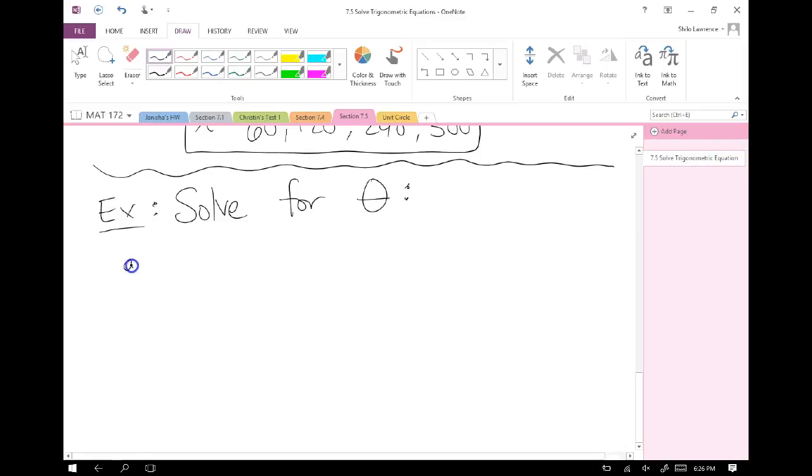And the first one that we're going to try is 2 cosine squared x plus sine x. That's not right, sorry. I didn't want to do two different trig functions yet. 2 cosine squared x plus cosine x equals 0.